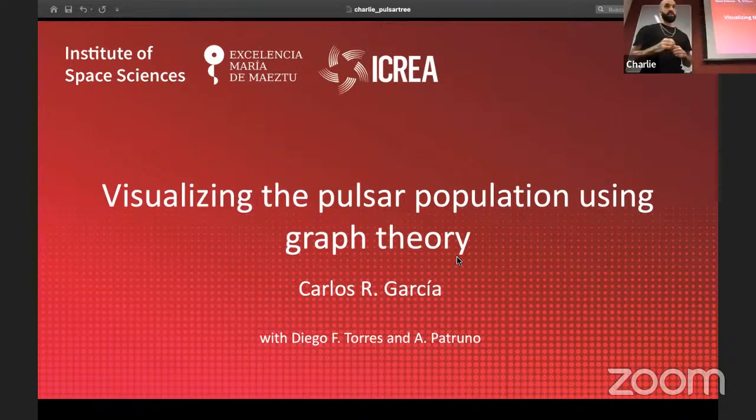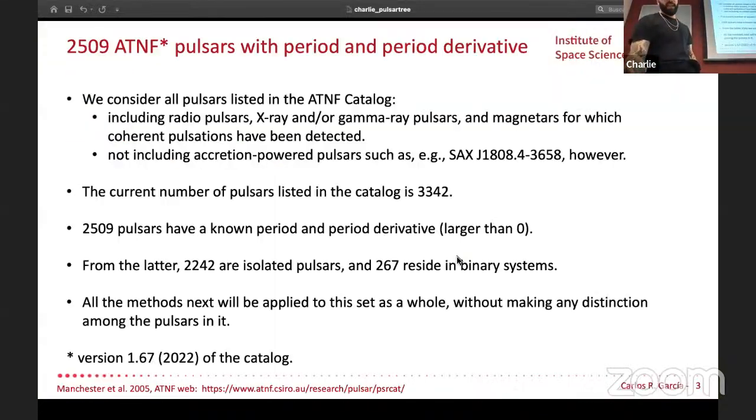on the pulsar population to extract as much information as possible and to see if there is new relevant information that is hidden. So, the data frame we have been working with consists of 2,509 pulsars. This is version 1.67 of the ICE-CSIC catalog. This is the version until March 2022.